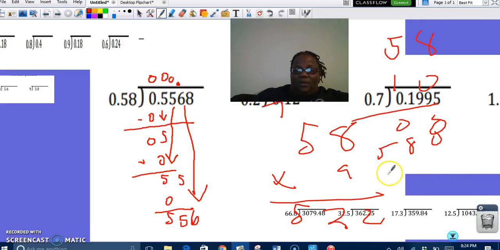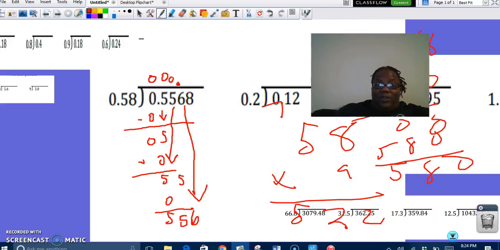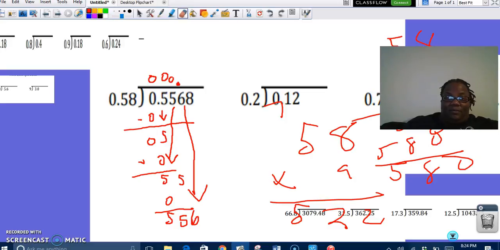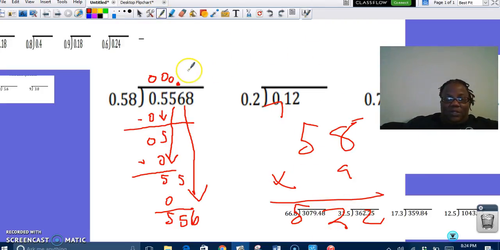Oops. Well, that would give me 580, and that would be too much, wouldn't it? So we're going to go ahead and stick with the 9. Erase. Okay, so 9 is going to be close enough because we know, remember that goes over top of the 6, that this would be 522.